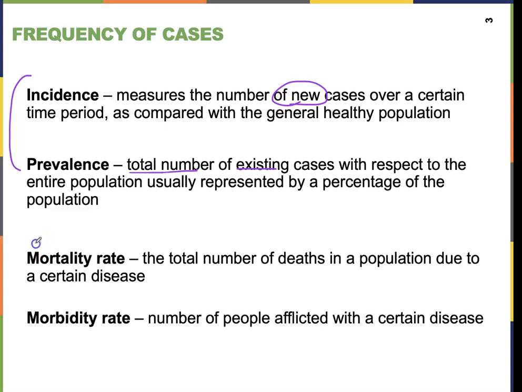Coming back to the other two terms, mortality and morbidity. Mortality is the deaths in a population due to a certain disease, and morbidity is basically people afflicted. So they don't die from it, but maybe they're sick from it, or they have some kind of underlying immunocompromised state from it. So people who are suffering from the disease is morbidity rate, and then mortality is people who die.